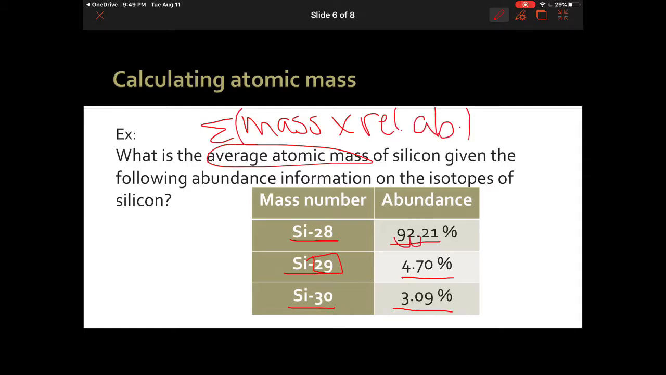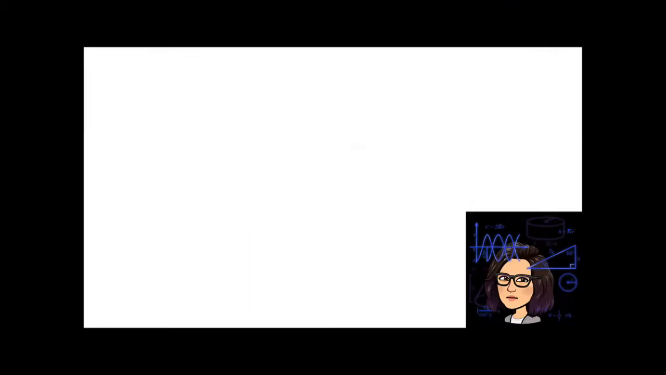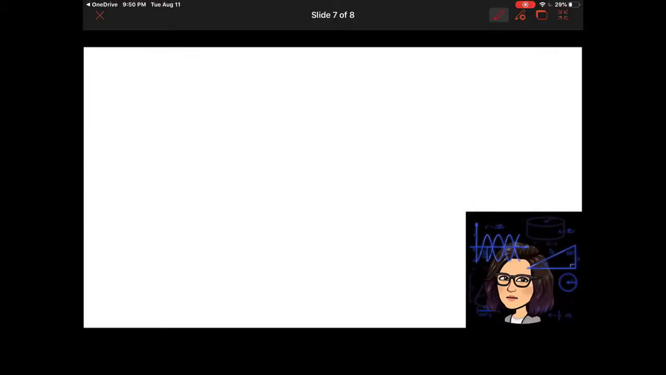So let's go ahead and make these into relative abundances by moving the decimal place two times to the left. So it will be 0.9221 for this one. Now, this one's going to be 0.0470. This one's going to be 0.0309. All right, so now we have masses, we have abundances. We're ready to put it all together and make some math happen.